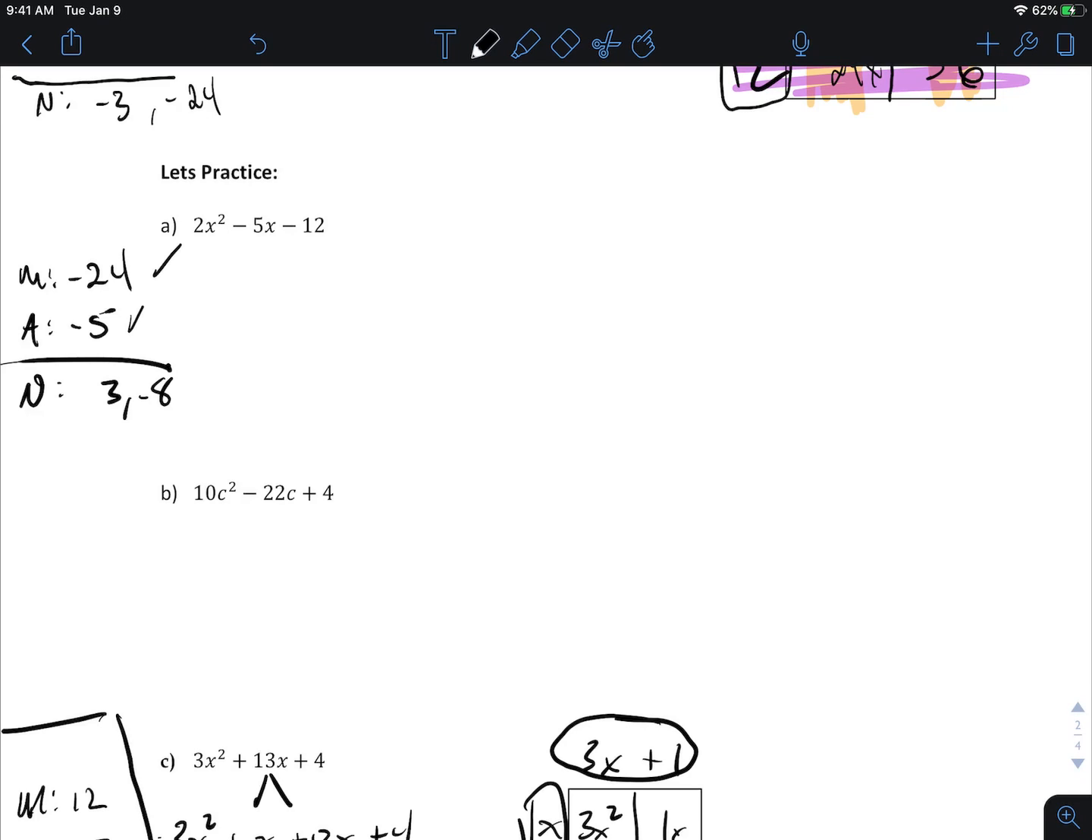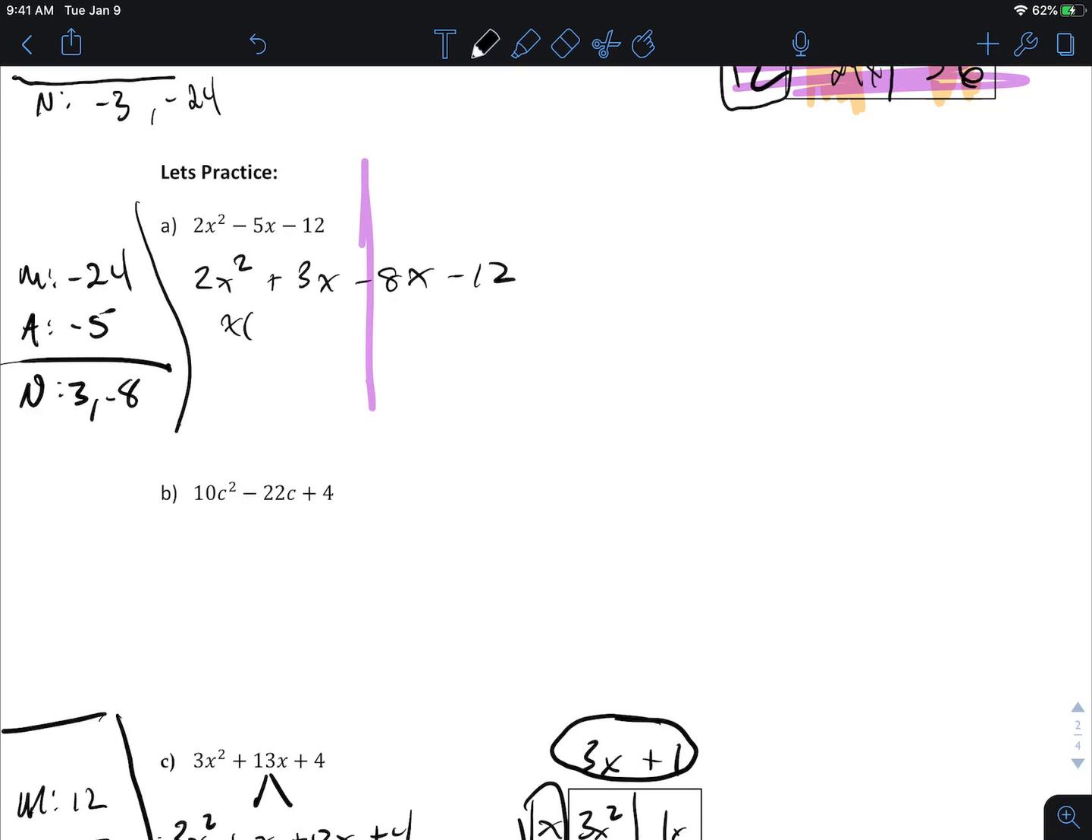So then I check both my conditions. And if I would like to, I could use decomposition, right? So let's go 2x squared plus 3x minus 8x minus 12, right? When I break the thing down the middle, factor out, so what's common between 2x squared and 3x? X. And then I'm going to be left with 2x plus 3, right?